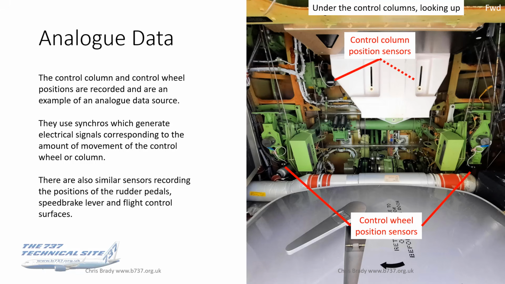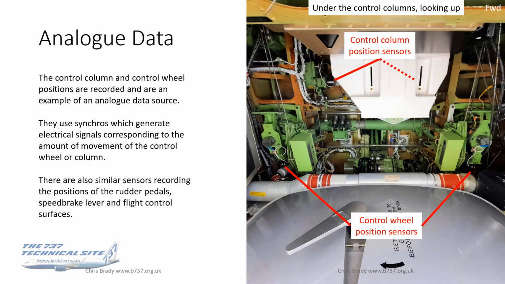Analog data is different. So I mentioned earlier the control wheel and control column position sensors. So these are where they are. You might just remember this photo, I used it in an earlier presentation for, I don't know, flight controls, I think. So what we're looking at here is through the hatch from the forward equipment bay. So it's not the E&E bay, but the forward equipment bay. And you're looking in and sort of up underneath the control columns. You can see the counterweights underneath the two control columns there.